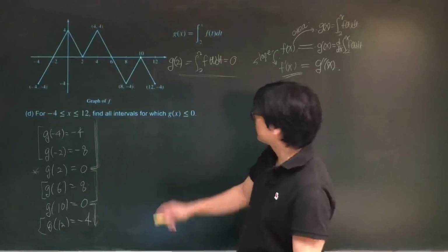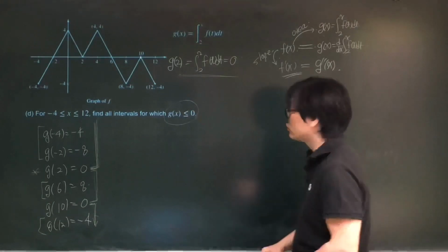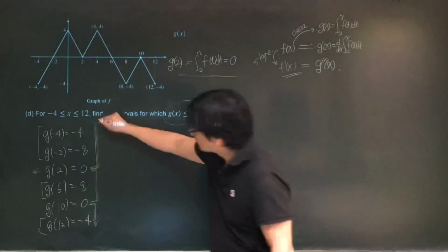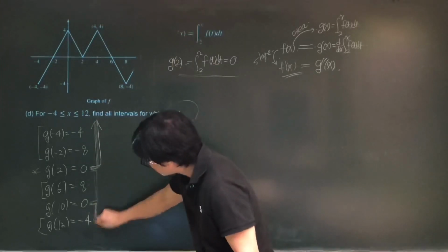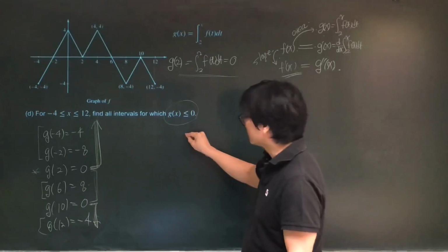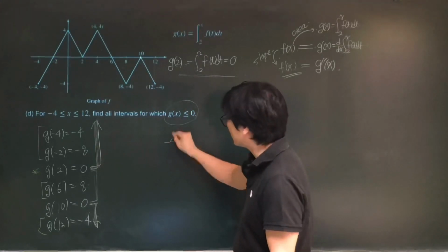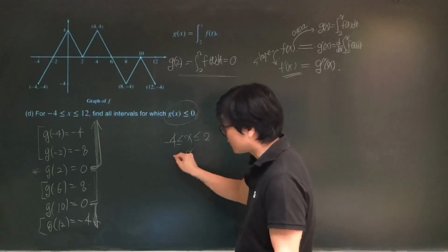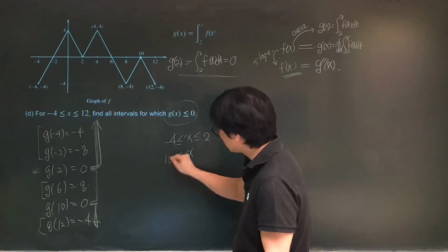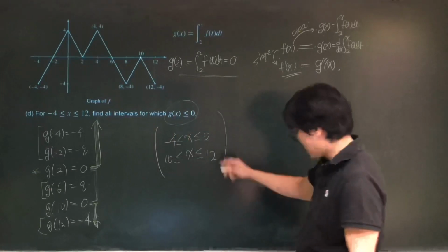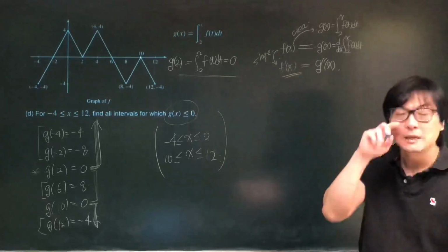So the question is asking for the interval where g of x is less than or equal to 0. So this, clearly we can see this one. So x values from negative 4 to 2 and x from 10 to 12. These are the answers for D.